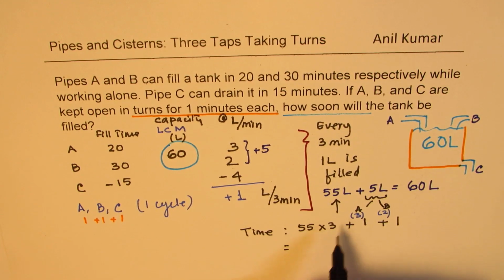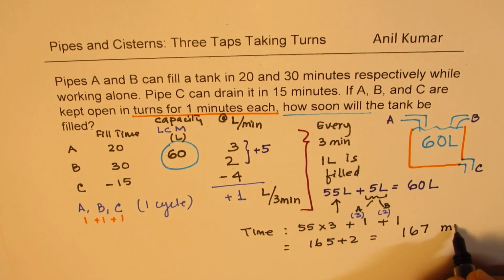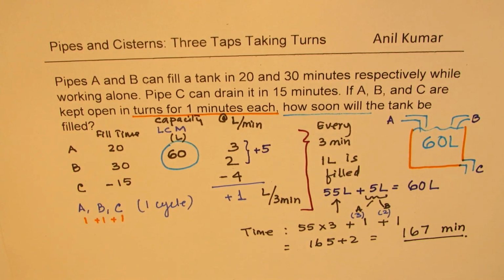So the total time will be 3 times 55 is 165, plus 2, or 167 minutes. Is that clear to you? So 167 minutes is the answer for this particular question. Perfect. So that is how you could answer the question. You could always convert this to minutes and seconds, all that thing, but that is good enough, right?